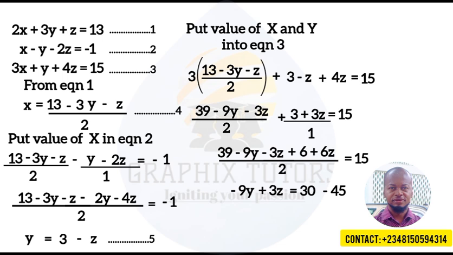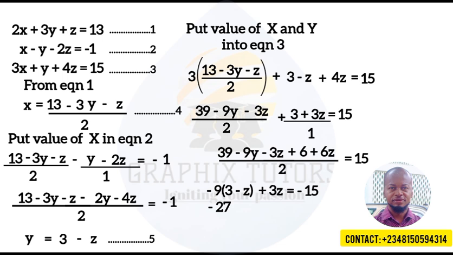So if you look at it, we know what the value of y is. We're not working with y because we already have a value for y. So what's the value of y? It is 3 minus z. So anywhere you see y, you put 3 minus z. So minus 9, open bracket, 3 minus z, plus 3z is equals to what? Minus 15. So if we expand, minus 9 times 3 will give you minus 27.